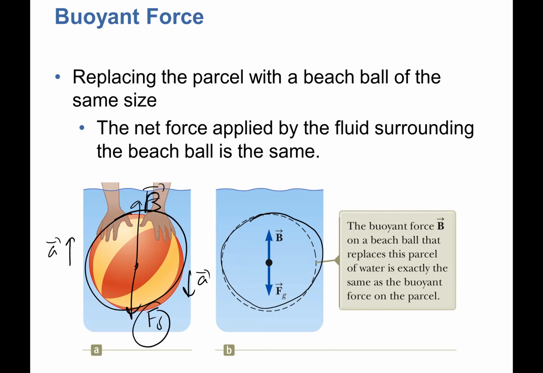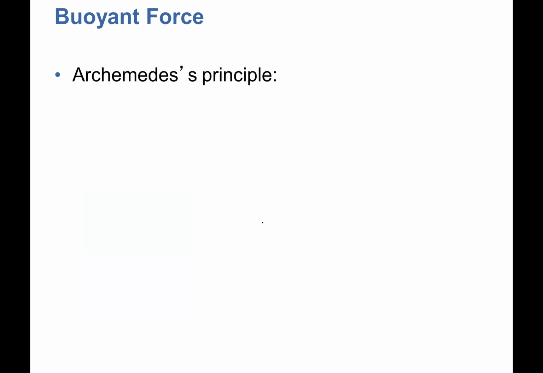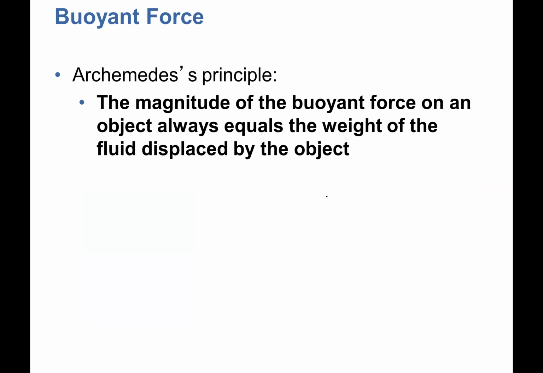All right. So now you can say that there is a net force acting on this object. And one thing we're going to see, from the next slide, is what is known as Archimedes' Principle. Archimedes was the first one who recognized that there is this upward push from the fluid. It says the magnitude of the buoyant force on an object always equals the weight of the fluid displaced by the object. Now, what does that mean?